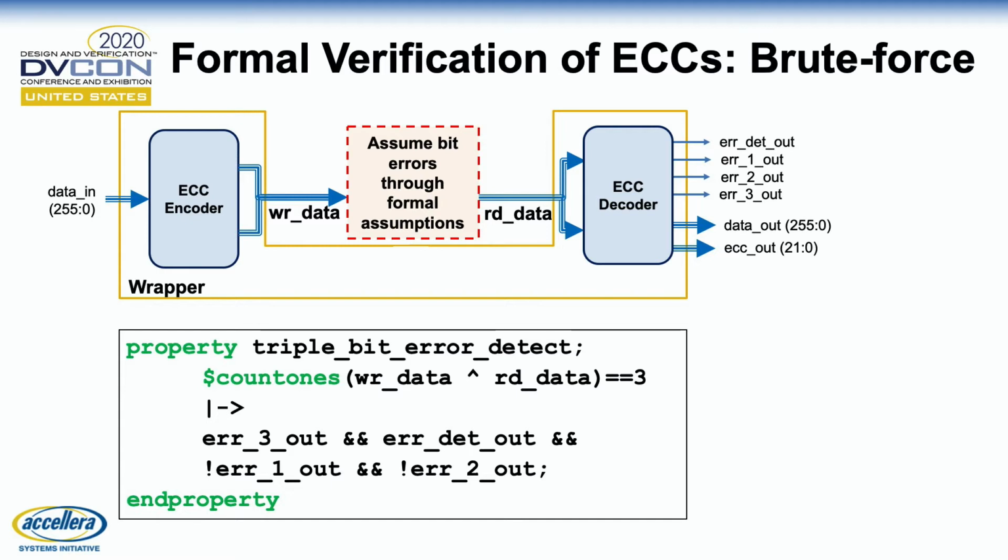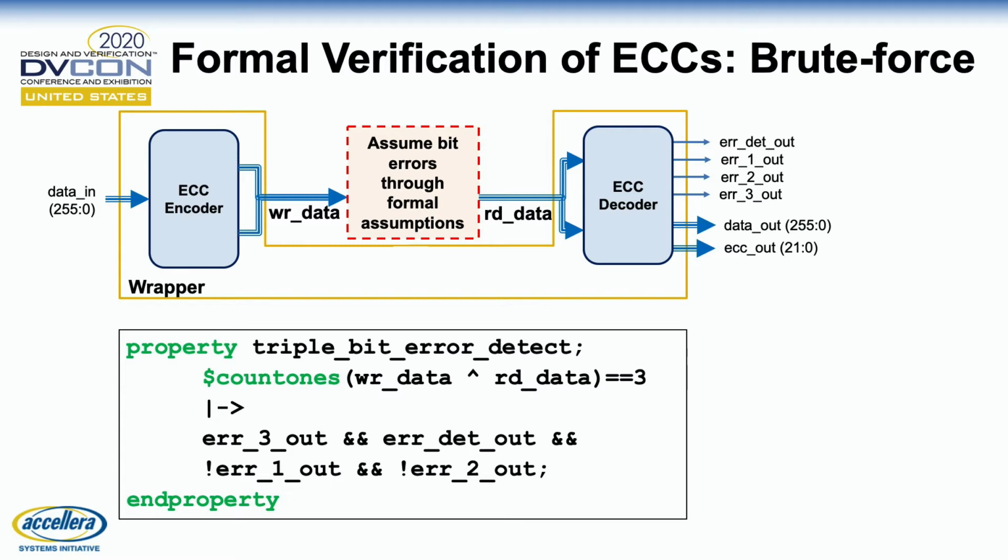value of 1. So this property is saying that, assume that between write data and read data there are 3-bit positions which are flipped, and in this scenario prove that these flags have certain values. In particular, because this is a triple bit error detect property, the triple bit error flag should be asserted. Similarly, the error detect out flag should be asserted because there is an error in the read data. But the single bit error and double bit error flags shouldn't be asserted. So this is what I am stating in this property.